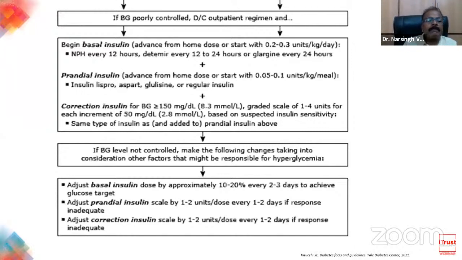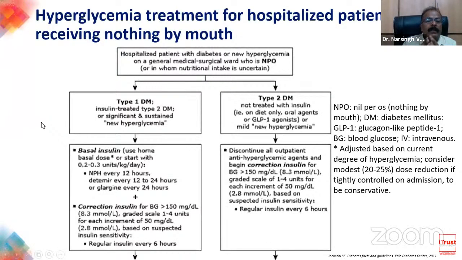Next one, please. So here the hyperglycemia treatment for hospitalized patients receiving nothing by mouth. They are not taking anything by mouth. In these patients, if they are type 1, then we have to start basal insulin plus the correction insulin for blood glucose more than 150 and regular insulin every 6 hours. So this is the regimen.